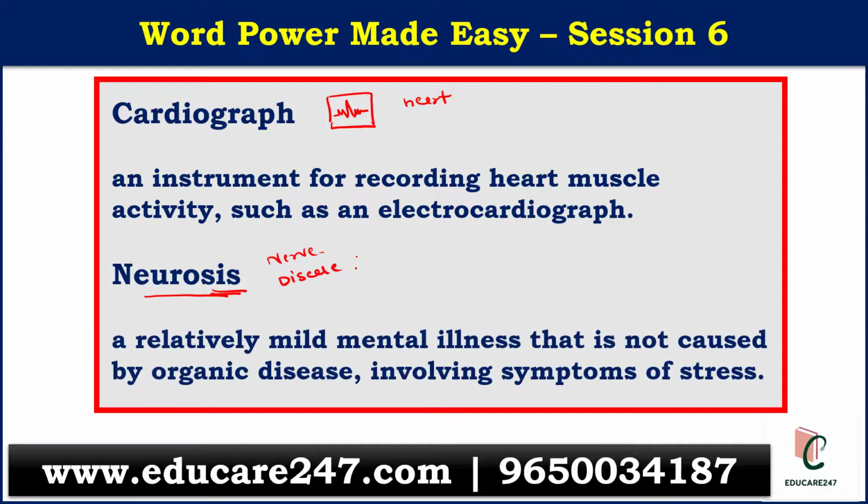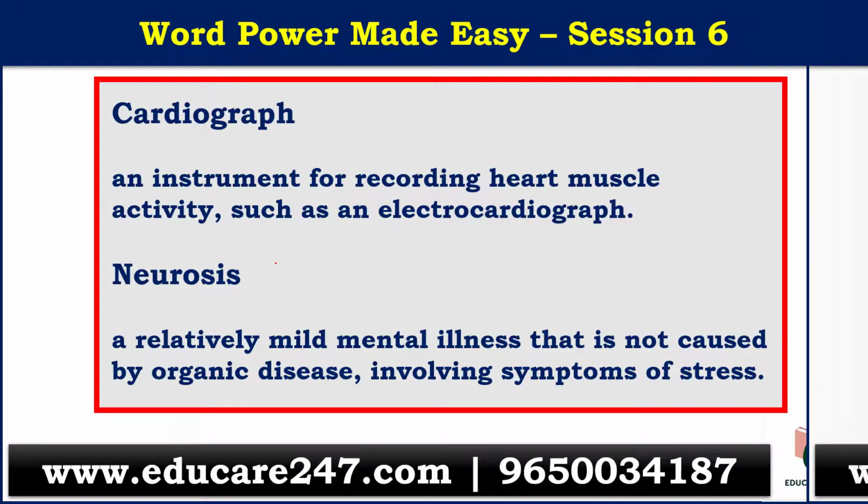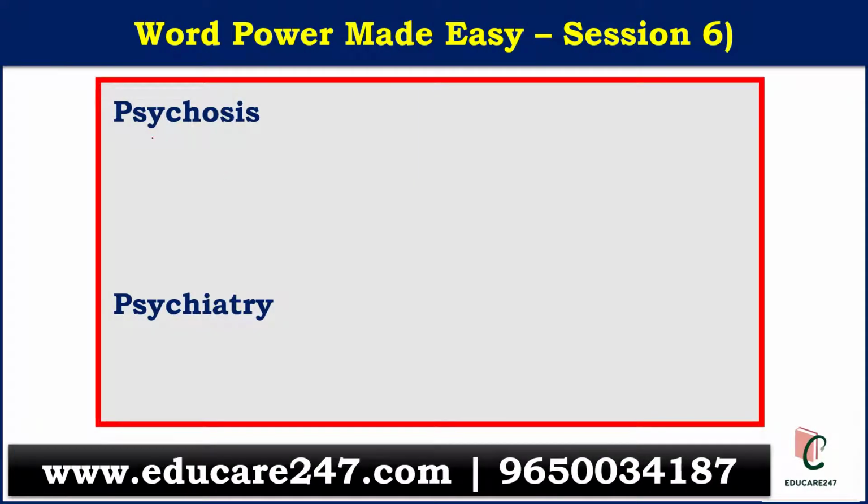So neurosis is a mild mental illness and not an organic disease. Organic disease is basically caused by some outside virus or bacteria, but this is a mental illness not caused by organic disease. It involves symptoms of stress. So generally some disorders in nerves or mental illness due to stress, depression, anxiety and all could be treated as neurosis. Next we have psychosis.